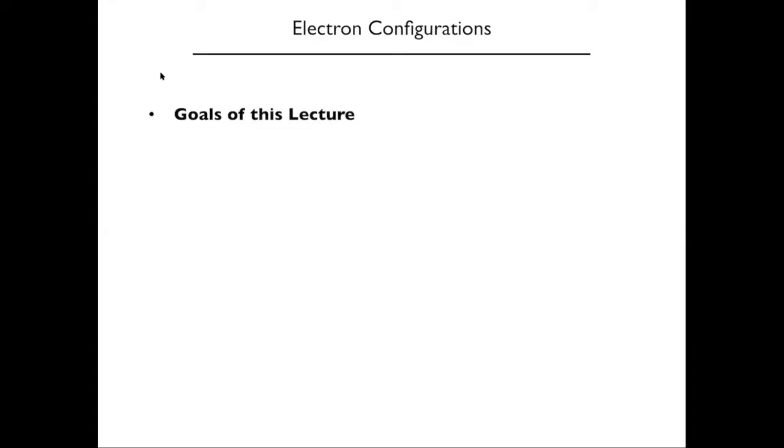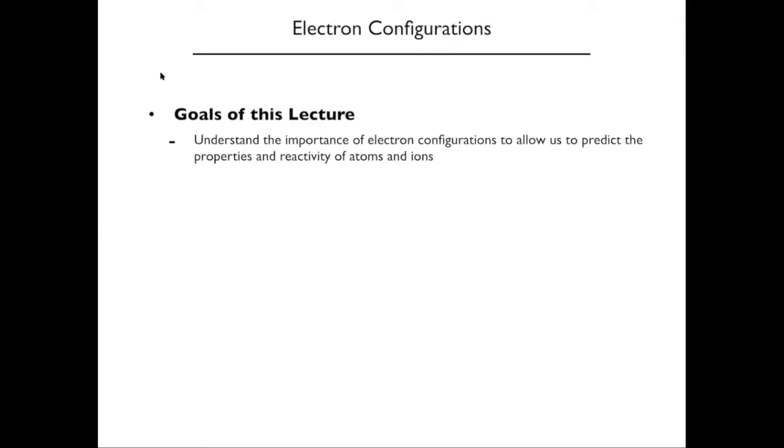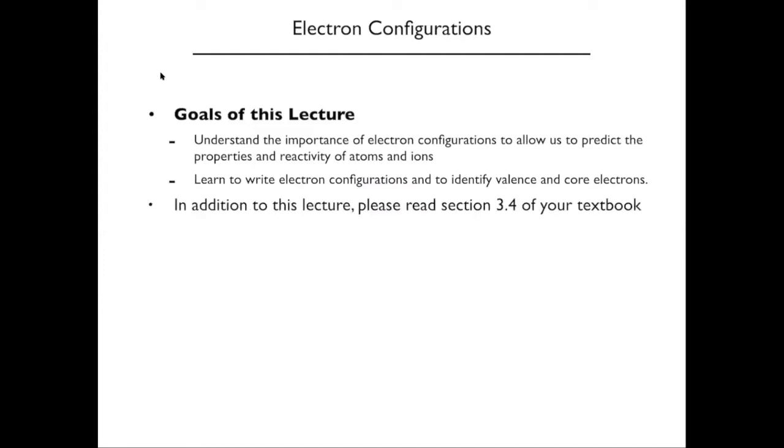This lecture has to do with electron configurations, and the goals of this lecture are to understand the importance of electron configurations, to allow us to predict properties and reactivities of atoms and ions, and to learn how to be able to write electron configurations, and with those to identify valence and core electrons. In addition to this lecture, please make sure to read section 3.4 of the OpenStax textbook.